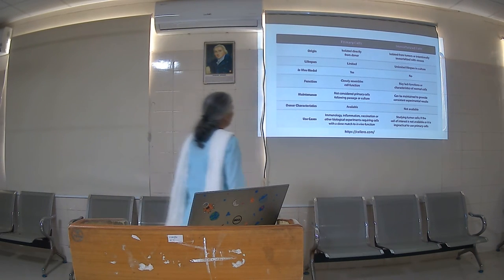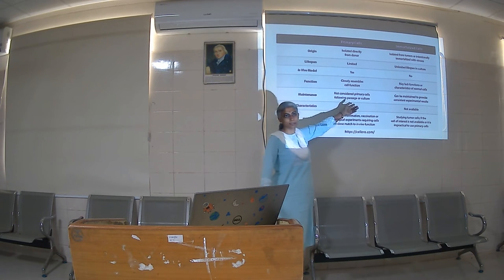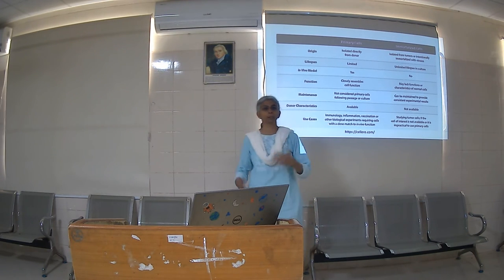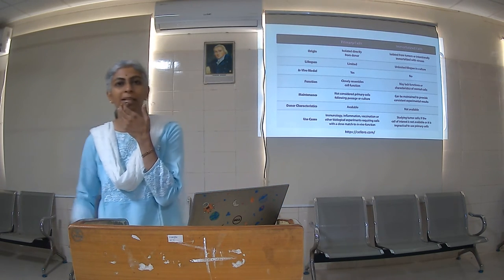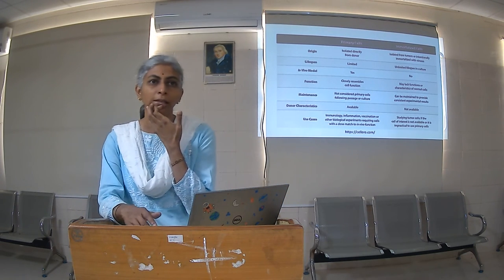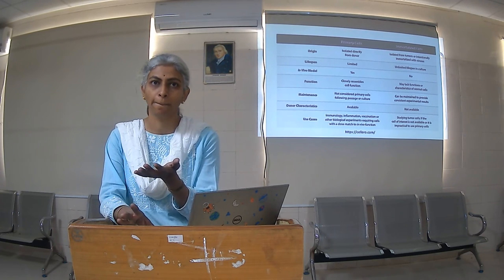Now, when to use? Why would you want to use primary cells? Each has advantages and disadvantages. So, when would you want to use a primary cell line, and when would you want to use a continuous one? It is not that one is better and the other is not good. We have to see what is the design of our experiment and then choose.